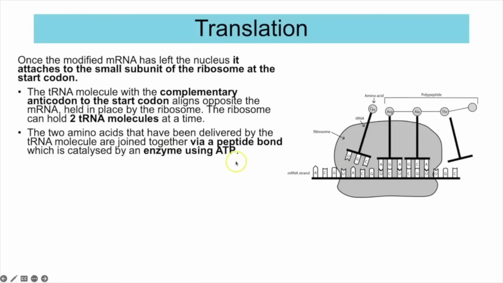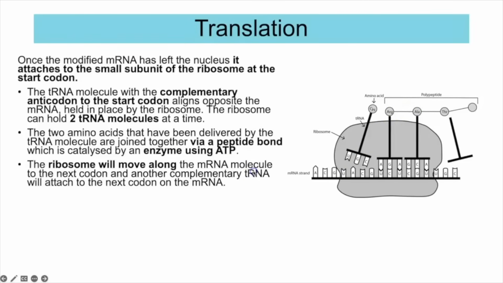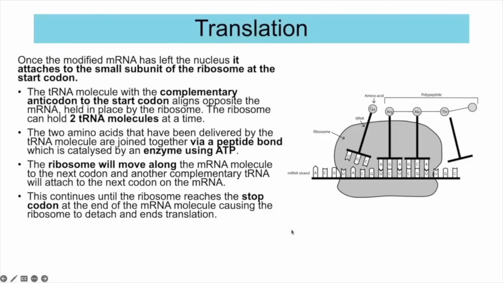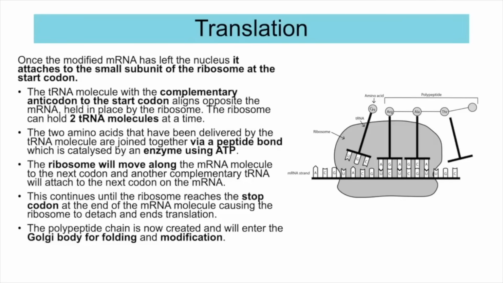So that's what we can see in that image. And forming that peptide bond requires an enzyme and also ATP. So the ribosome continues to move along the mRNA, enabling the next complementary tRNA anticodon to align to the next complementary codon on mRNA. And it continues until the ribosome reaches a stop codon, which causes the ribosome to detach, and it ends translation. That polypeptide chain that is now created then enters the Golgi body for folding and modifications.